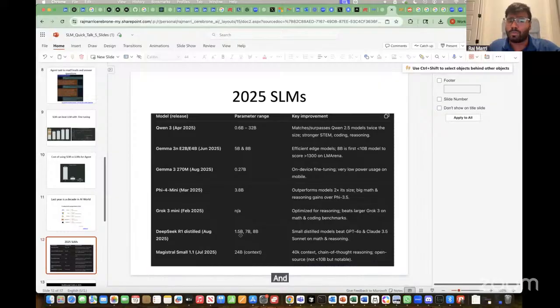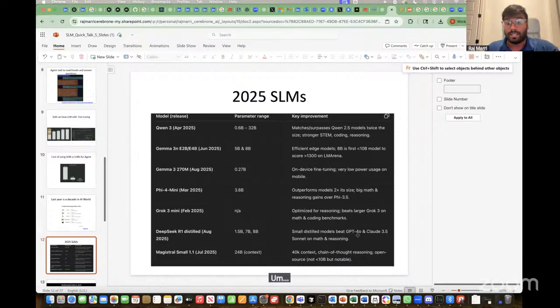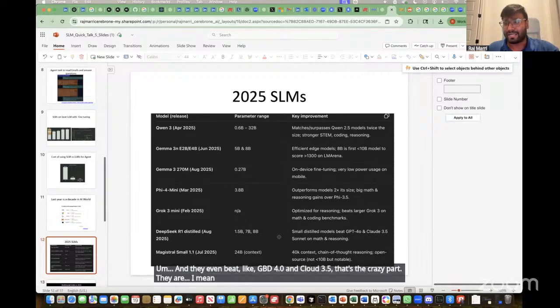And they are 1.5 billion, 7 billion, and 8 billion. These are some models that they already released last year, and they even beat GPT-4o and Claude 3.5. That's the crazy part. Not in every task, but in certain tasks they would.